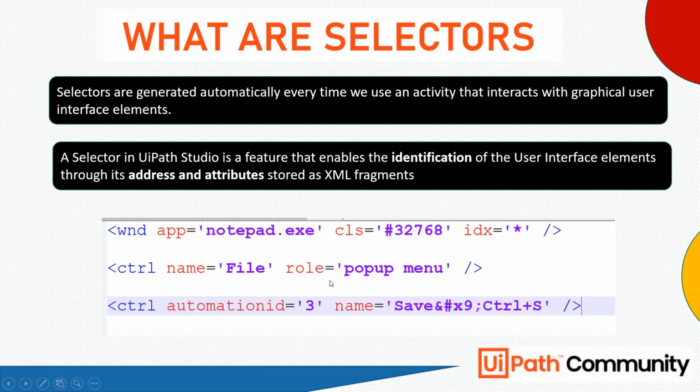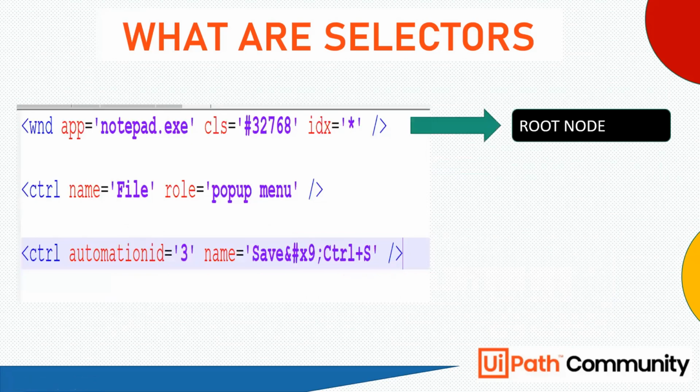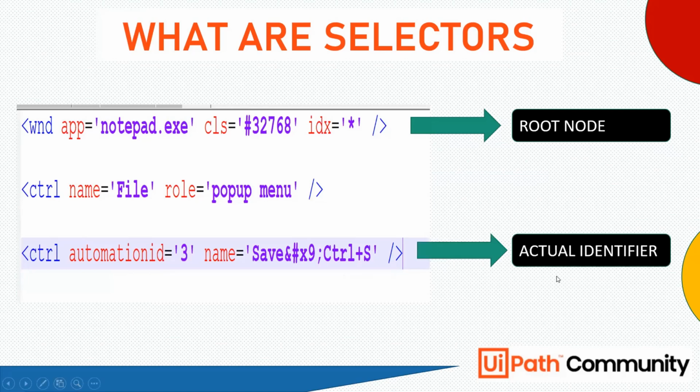So similar to an address, right? This is what a selector is. Now the top one is called the root node. The top node, the first line, as you can see on the presentation, is called the root node, and the last one is the actual identifier.